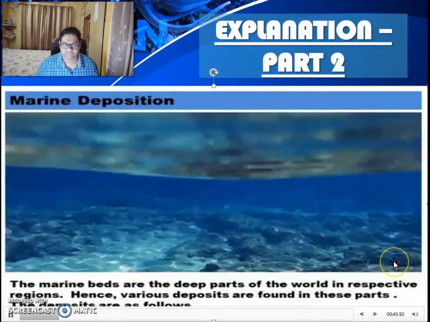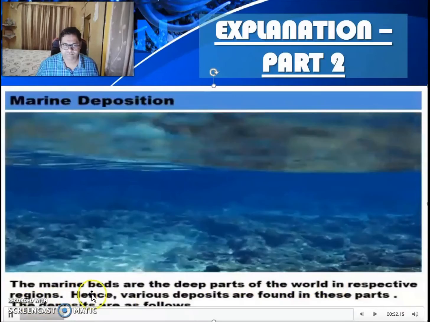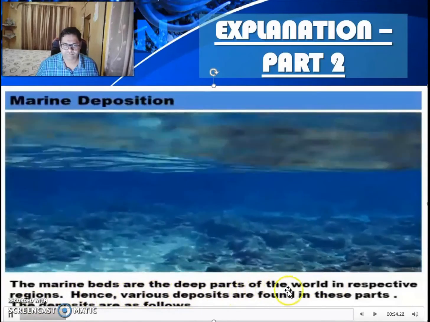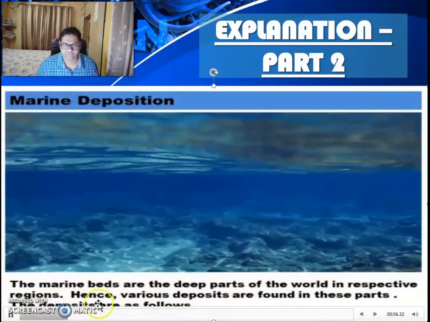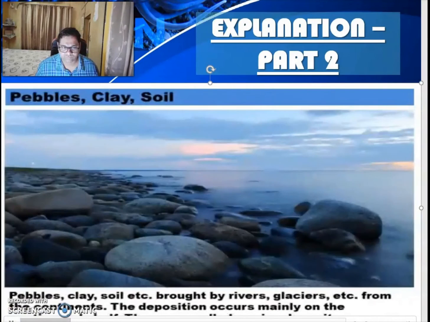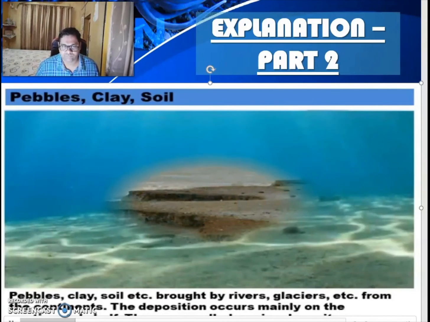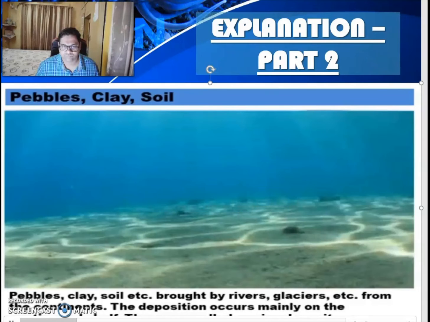Marine deposition. The marine beds are the deep parts of the world in respective regions. Hence, various deposits are found in these parts. The deposits are as follows: pebbles, clay and soil, etc., brought by the rivers and glaciers, etc., from the continents.